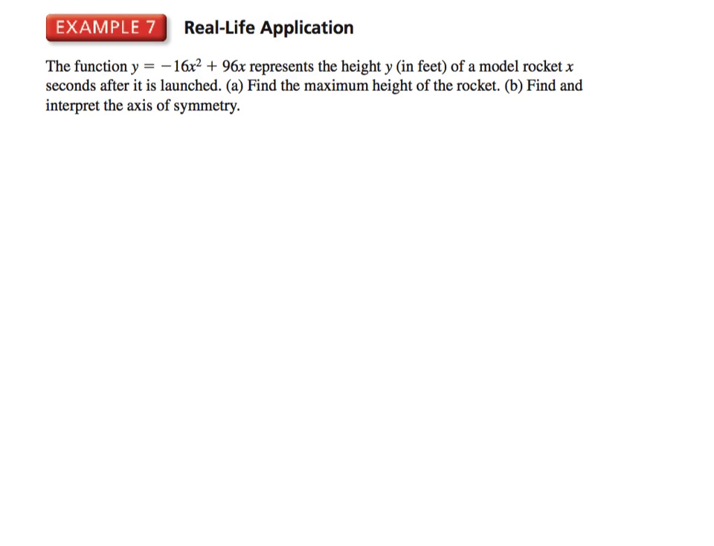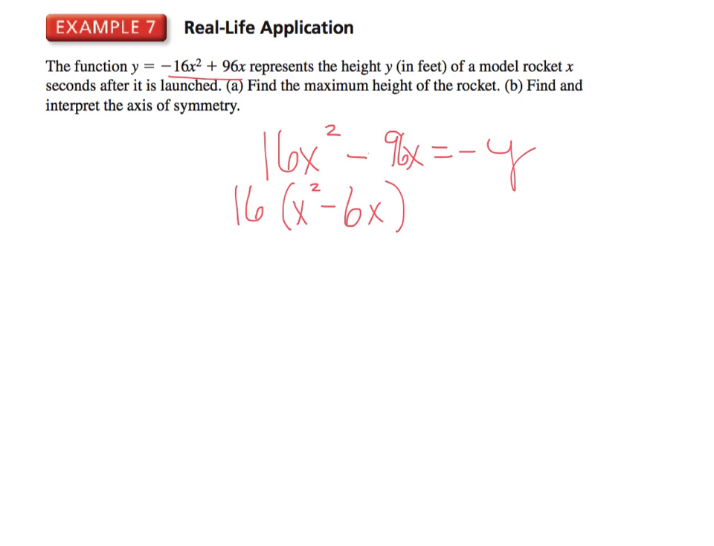We want the maximum height, so I am going to complete the square. That means I'm going to move the negative 16x squared plus 96x to the left side and get 16x squared minus 96x equals negative y. I then must factor out a number, so I'm going to factor out a 16. If I do that, I get x squared minus 6x equals negative y.